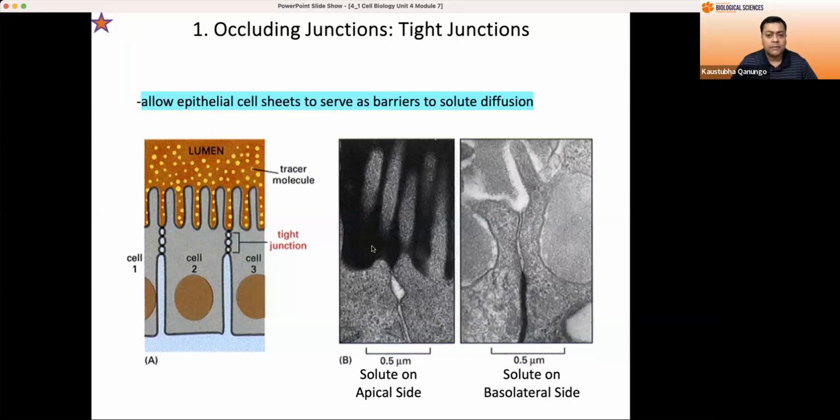This is the typical surface of the cell. And you can see that electron-dense dye is on the apical surface. It cannot move through the paracellular pathway. So right here is your tight junctions.